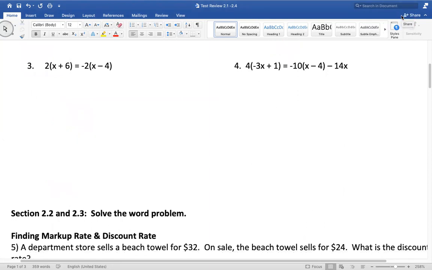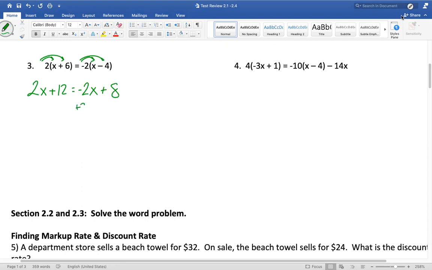All right, number 3, first thing I might want to do is distribute on both sides. I'm going to distribute that 2 on the left and the -2 on the right. Don't forget to distribute the negative with it. So you have 2x plus 12 equals -2x plus 8.